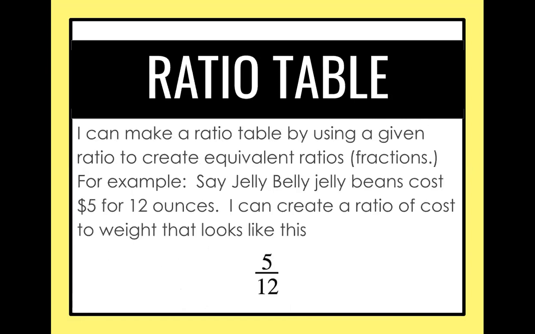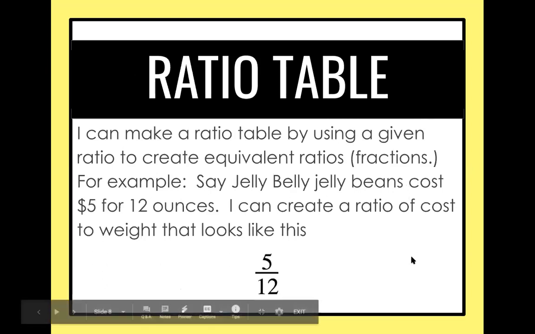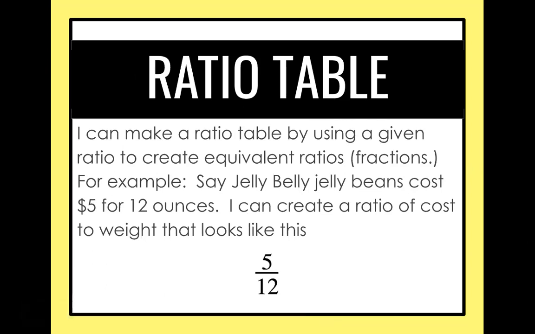Now sometimes we need to find ratios in different forms, so we can compare different amounts. So to do that, we are going to make a ratio table. And I can make a ratio table by using a given ratio to create equivalent ratios. And I do this when they are set up as fractions. And you've probably done input-output tables before, so this is similar to that.